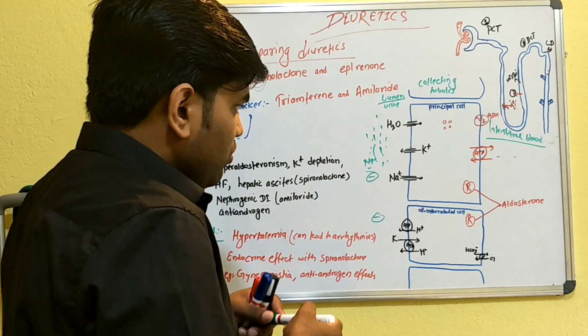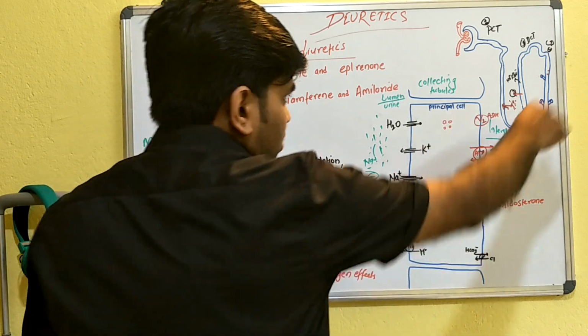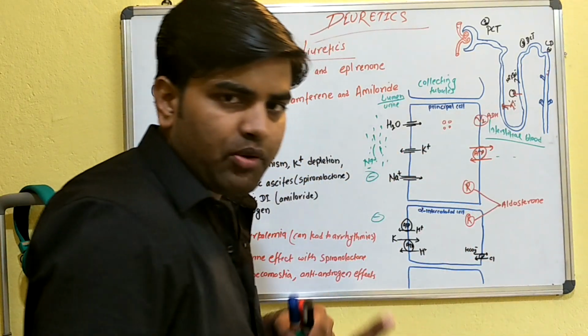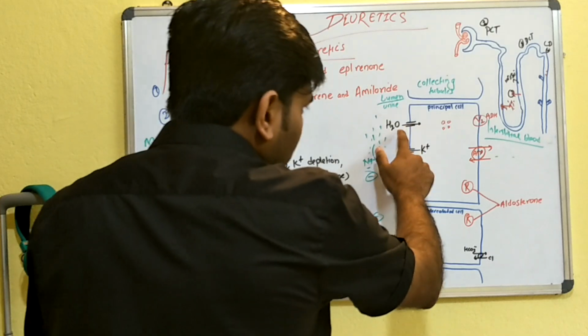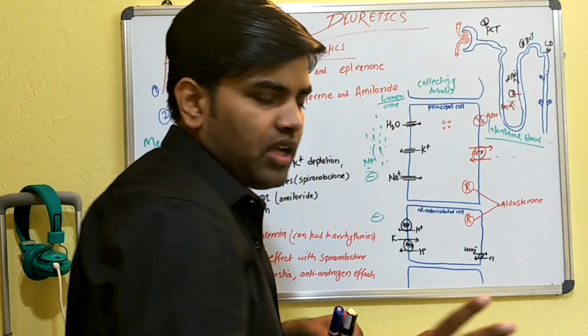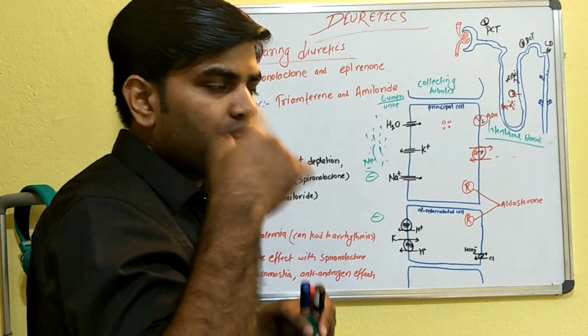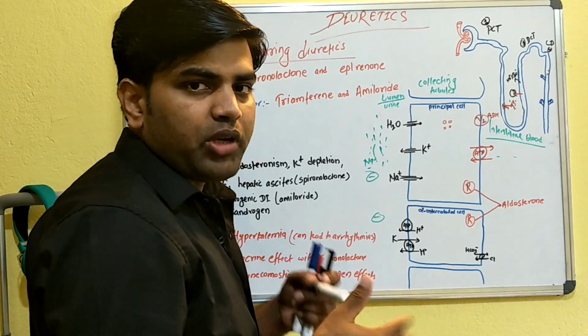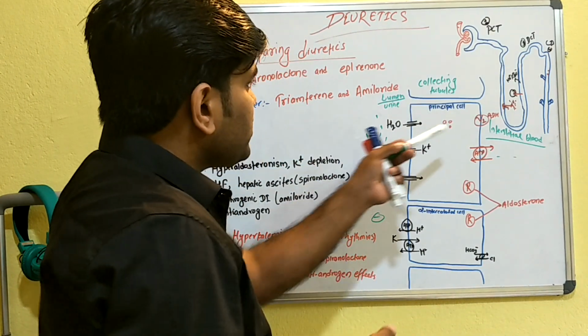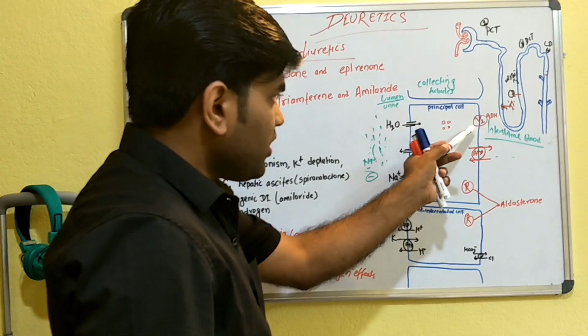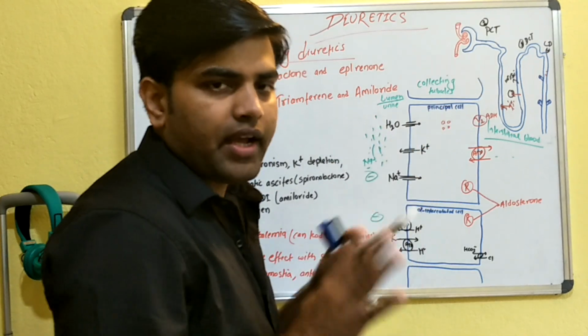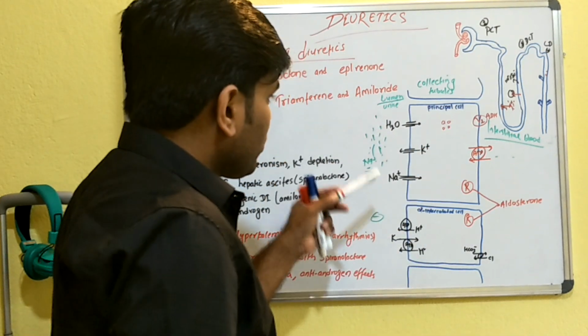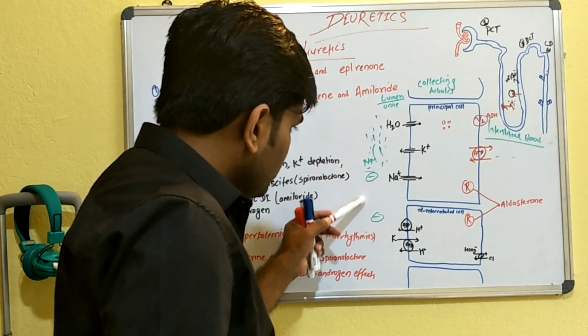The main aim of this part of the tubule is to absorb sodium and water. Water will be absorbed in the presence of ADH. ADH is secreted from the posterior pituitary. So, if there is a decrease in volume or increase in osmolarity, ADH will be released, and in the presence of ADH, water will get absorbed.